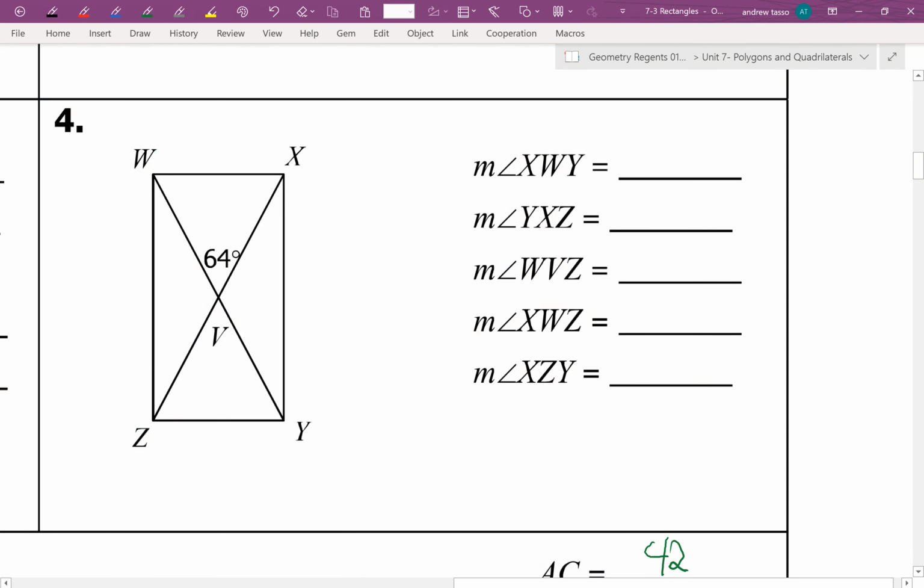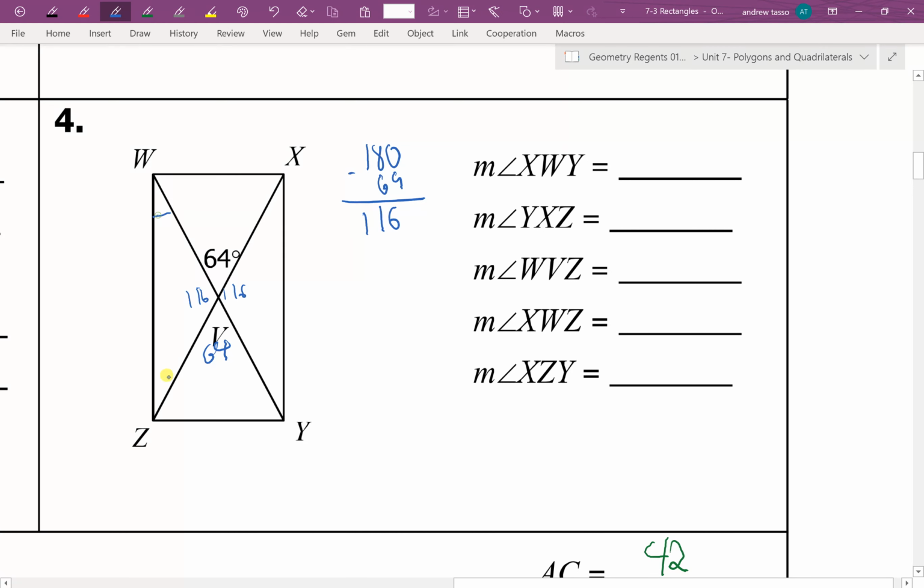All right, next one is talking more about angles. So the first thing I would conclude is that this angle here would be 64 degrees by vertical angles, right? Then I could do 180 minus 64 to get the adjacent angles there. So this would be 116, okay?